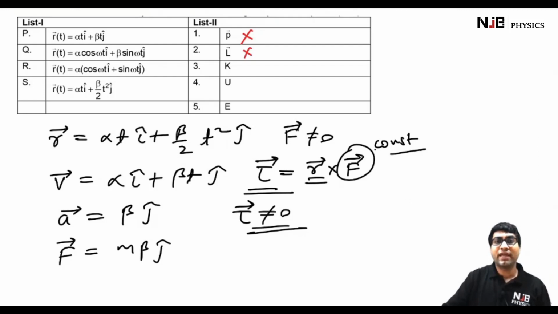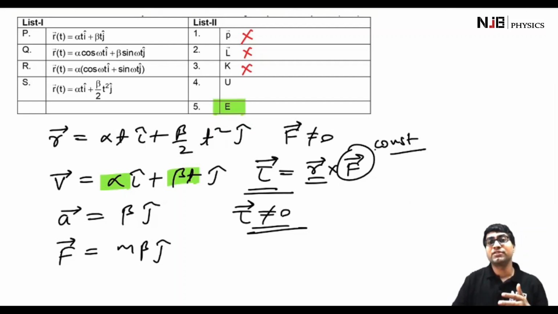Now let's talk about the energies. We already know that we can conserve total energy of the system. So now let's talk about the kinetic energy and potential energy. For kinetic energy, let's look at the speed. If you look at the speed, the x component of the velocity is constant, but the y component is variable, and therefore the speed is going to be variable, and therefore kinetic energy cannot be conserved.